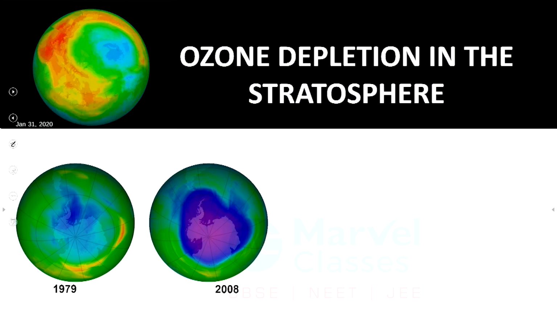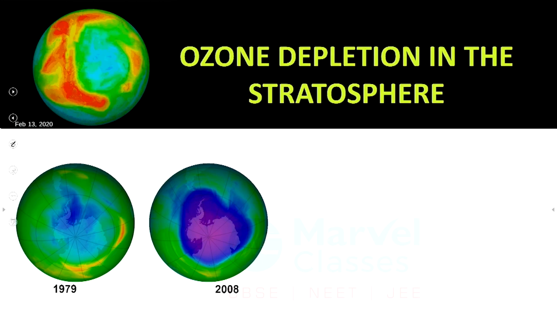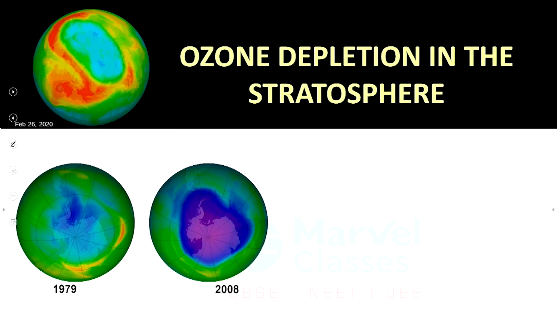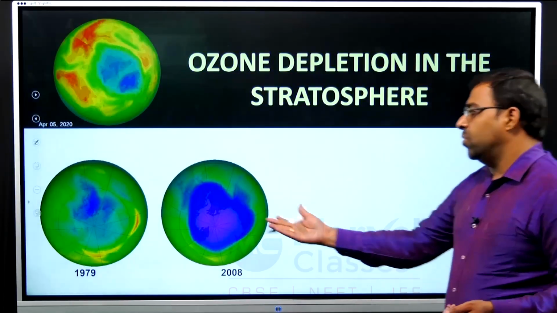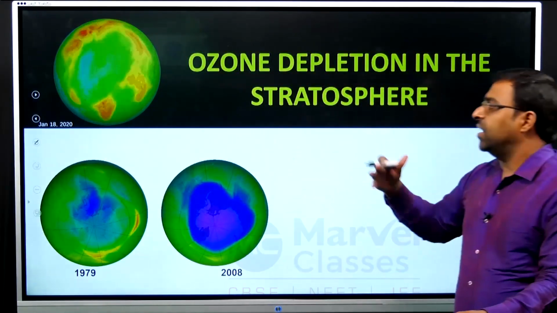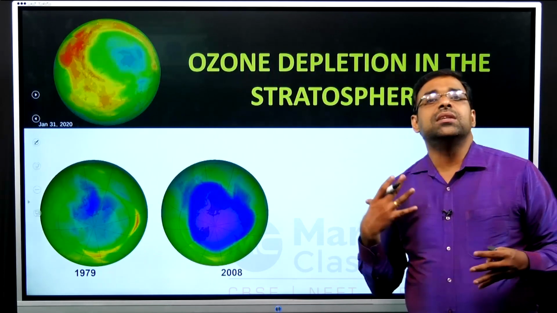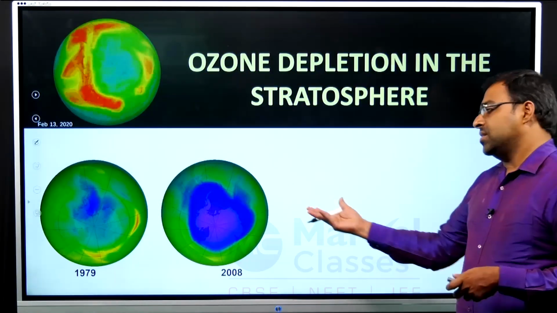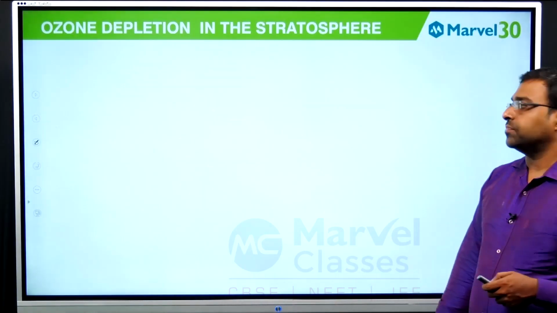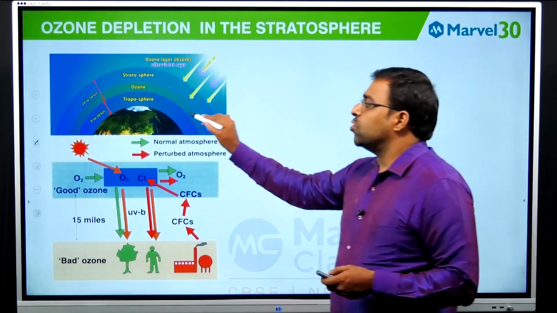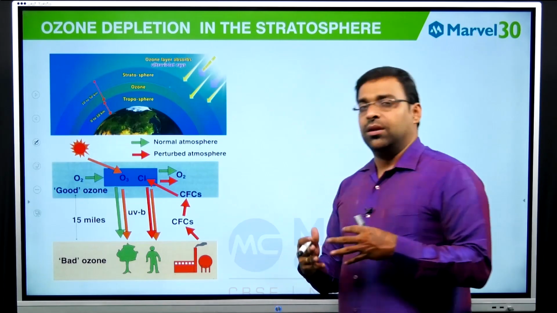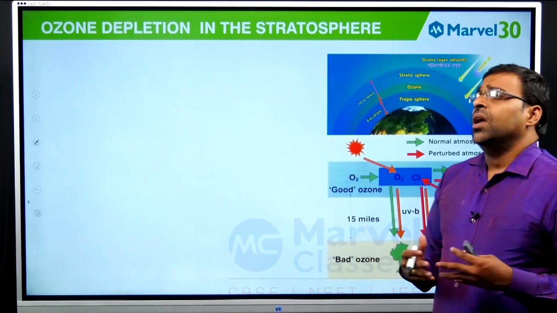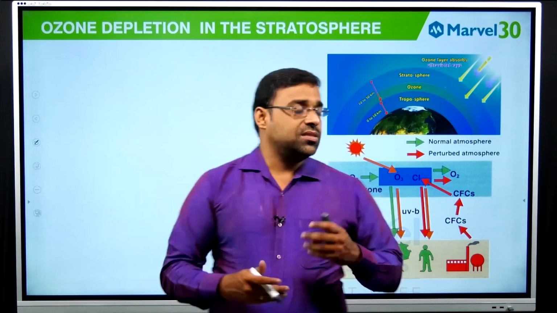The ozone is, for example, the sunscreen of our Earth, where it prevents harmful radiation from entering our Earth's atmosphere. See, in 1979, the ozone was like this, and a hole has been created due to the increase in greenhouse gases. As a result, it has formed a hole like this. See, you have the troposphere, ozone, stratosphere. This acts as a natural barrier.